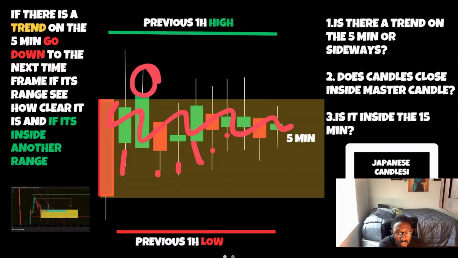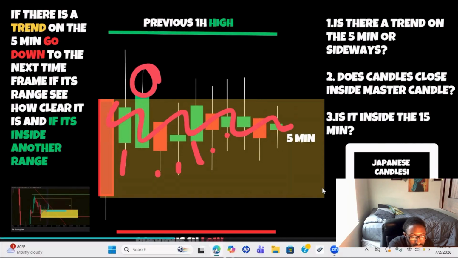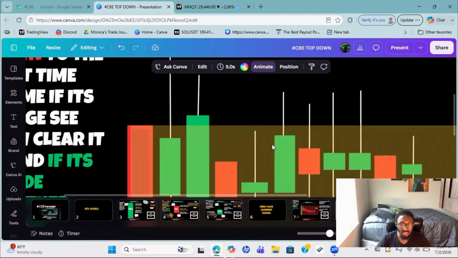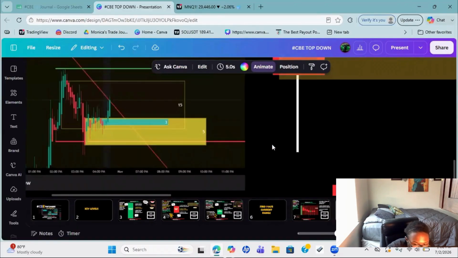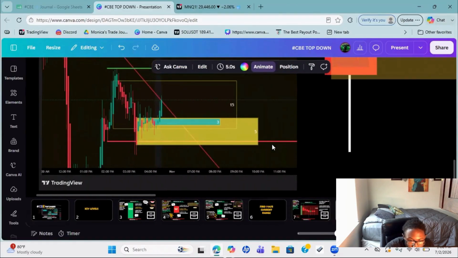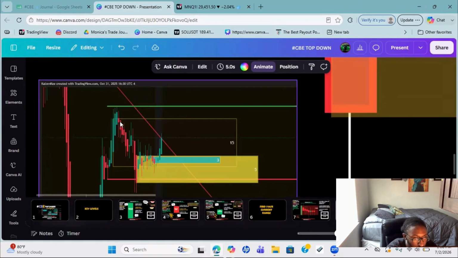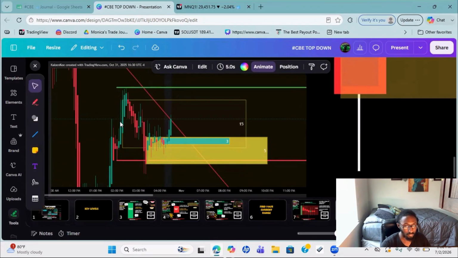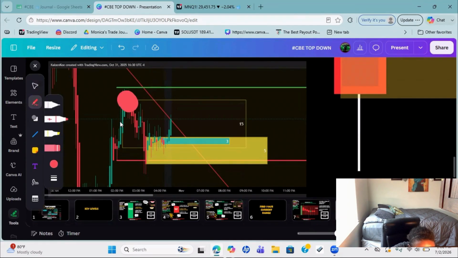Do candles close inside of it? We have 1, 2, 3, 4, 5, 6, right? But this one didn't. That's what we don't like. Is it inside of the 15 minute? Well, to know if it's inside the 15 minute, we will have to blow this up, right? Now we see from a real live example, yeah, it's a little under the 15 minute, right?